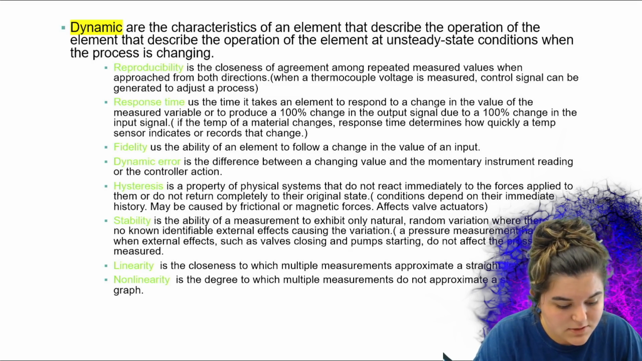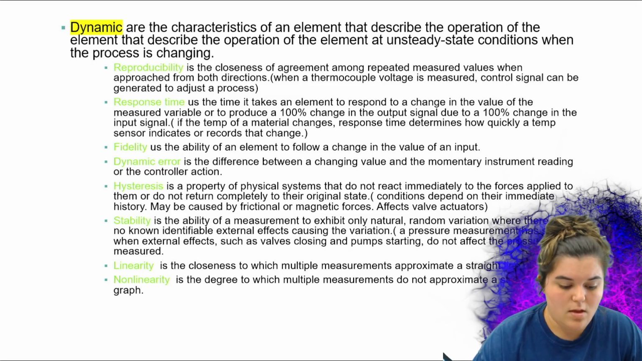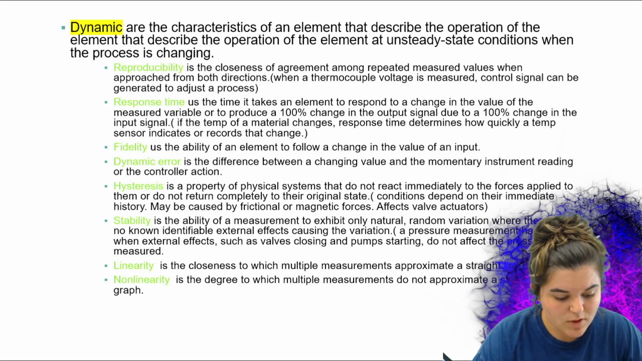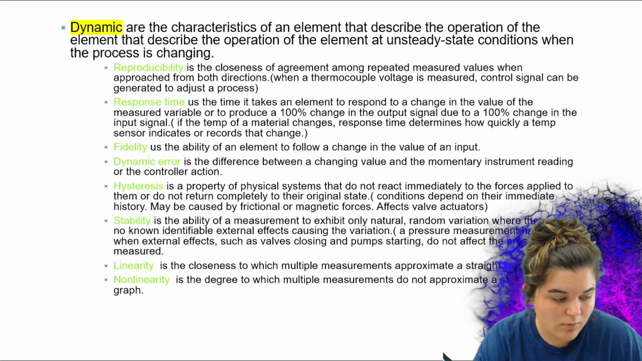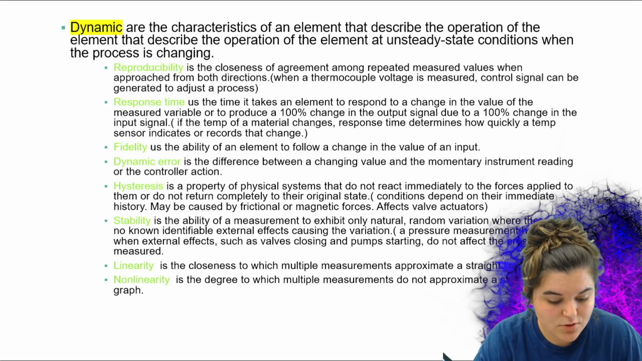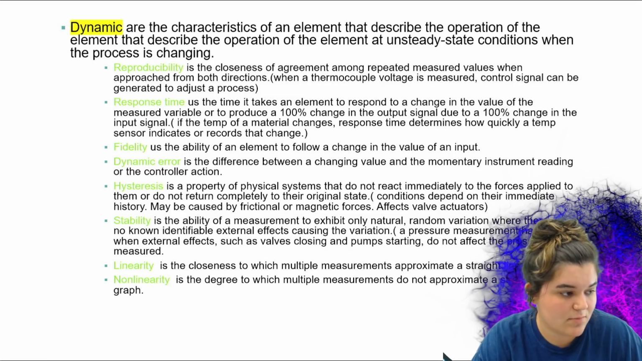Reproducibility is the closeness of agreement among repeated measured values when approached from both directions. So when a thermocouple voltage is measured, a control signal can be generated to adjust a process.